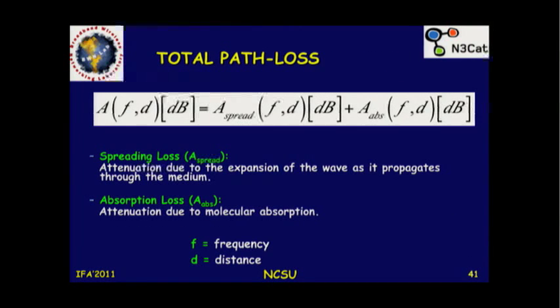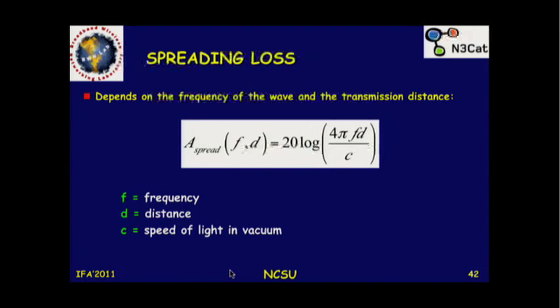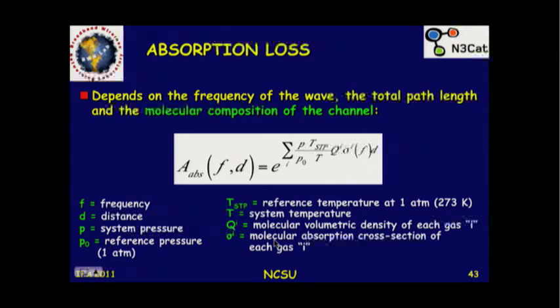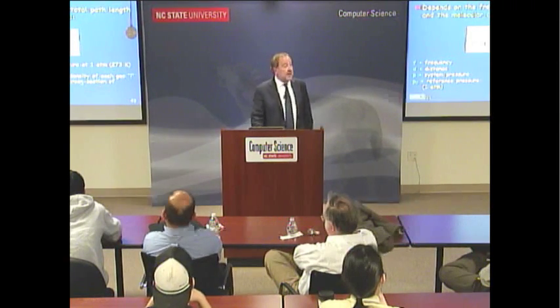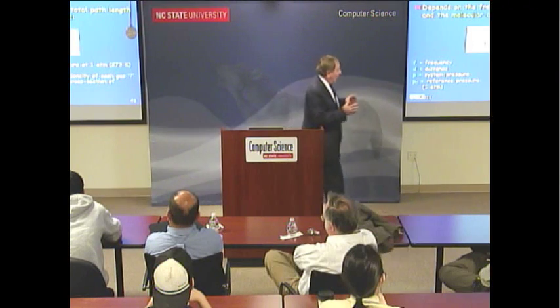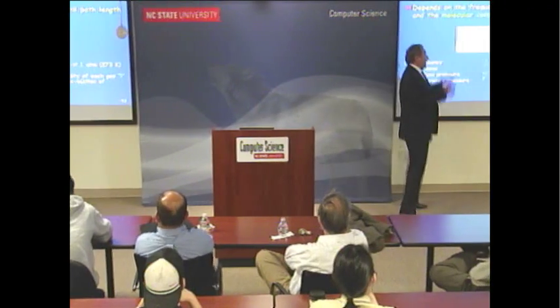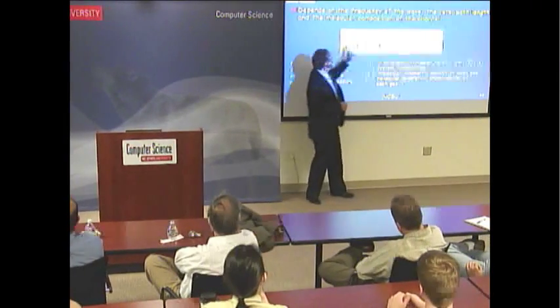So you can see here the total path loss. It's a long formula. I don't want to go through all of this. Spreading loss plus absorption loss depending on the frequency and distance. Okay. Now the spreading loss you can capture from this formula here: frequency, distance, and speed of light in vacuum. And absorption loss, the same thing here. But then you can start to see all these terahertz band level quantities, like reference temperature, system temperatures, etc., molecular volumetric density of each gas. All these terahertz band peculiarities are in this absorption loss.